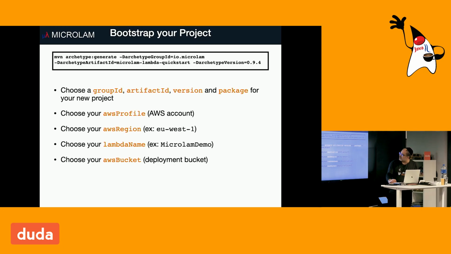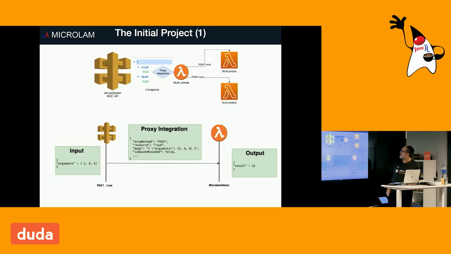So what do we get with this? This is a presentation of the initial project. Evidently, this is not exactly what you want to do, but it has a structure. It is doing something, and you can modify everything for your needs. For API Gateway, you have two endpoints, post mult and post sum. You are sending to sum, for example, a JSON with arguments as an array of integers, 2, 4, 6, and the project will generate the answer. So it's very, very simple.